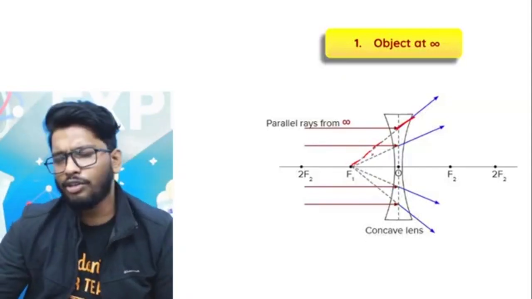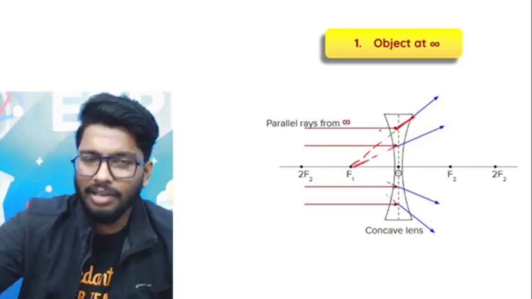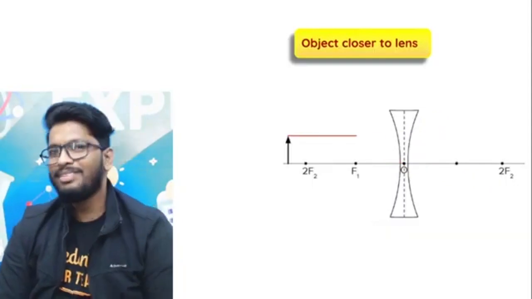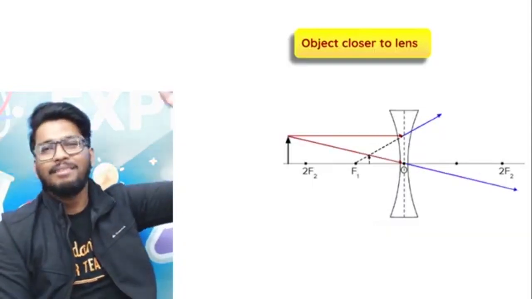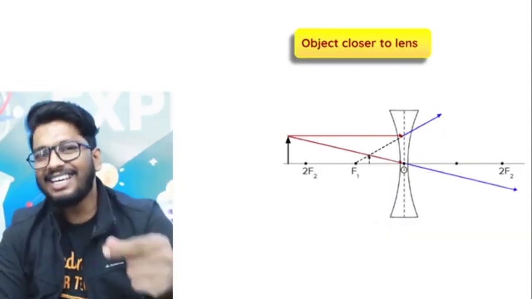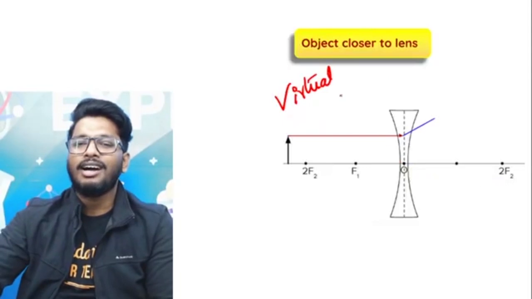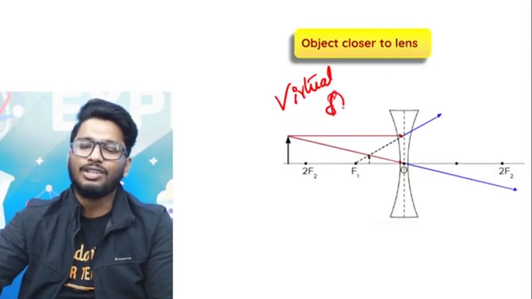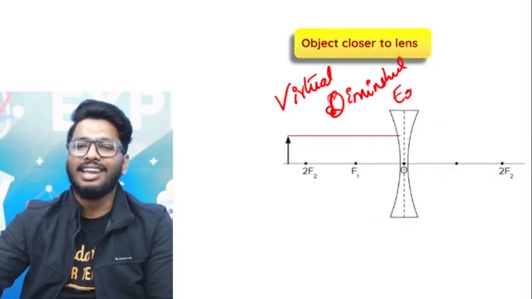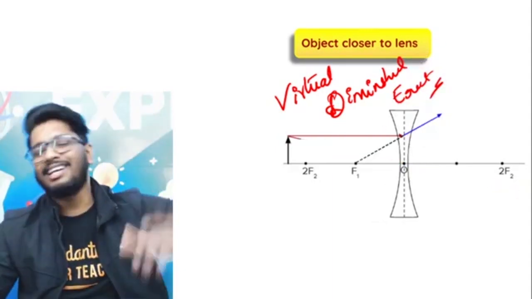So once again, all the rays of light are parallel to the principal axis. After refraction, they will appear to meet through the focus. That is the first case, when the object is kept at infinity. When the object is kept anywhere from infinity to the optic center, let's say at 2F2, beyond 2F2, or between 2F2 and F1, wherever the object is kept, every single time the image that you're going to get is a virtual image, a smaller sized image, which means a diminished image, and it's going to be erect as well. Every single time, this is the only thing that you're going to get.